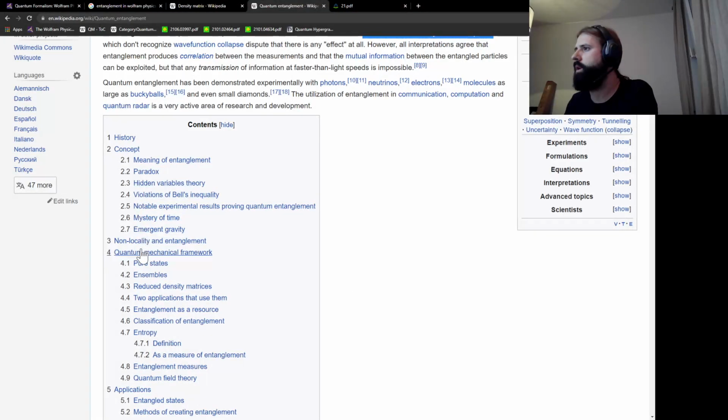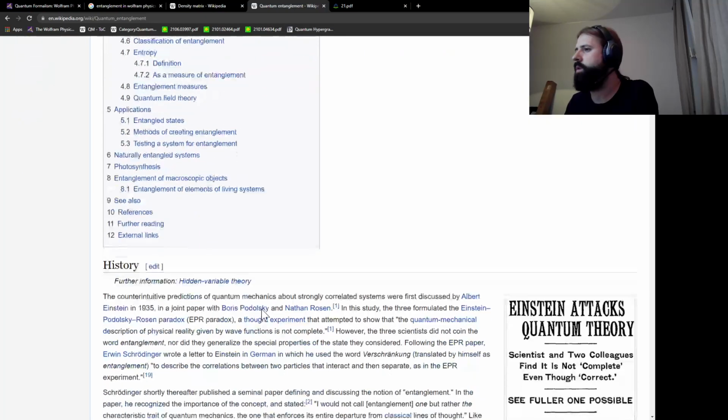Concept, non-locality. Entanglement as a resource.